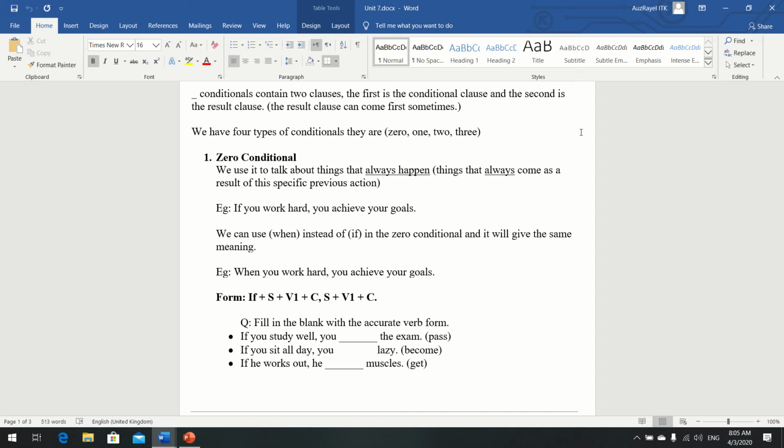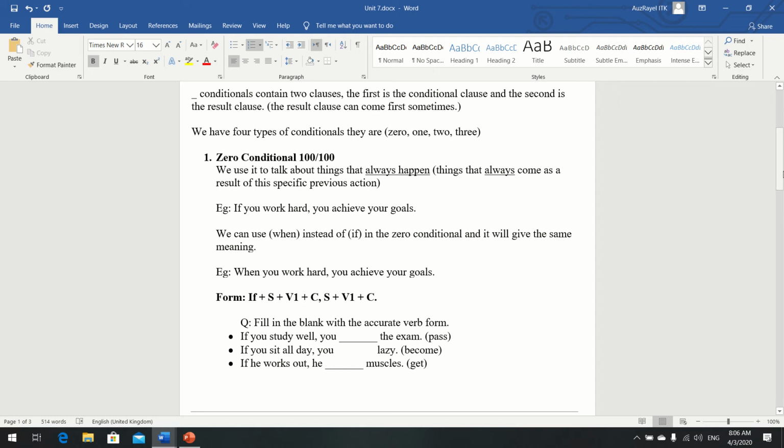Okay? For example, if you study, you pass the exam. If you put water on 100 degrees, it boils. Okay, we are talking about things that are almost like facts. Okay, it will happen for 100%. Okay, this is the percentage of its occurrence. Okay, so for example, we say if you work hard, you achieve your goals.